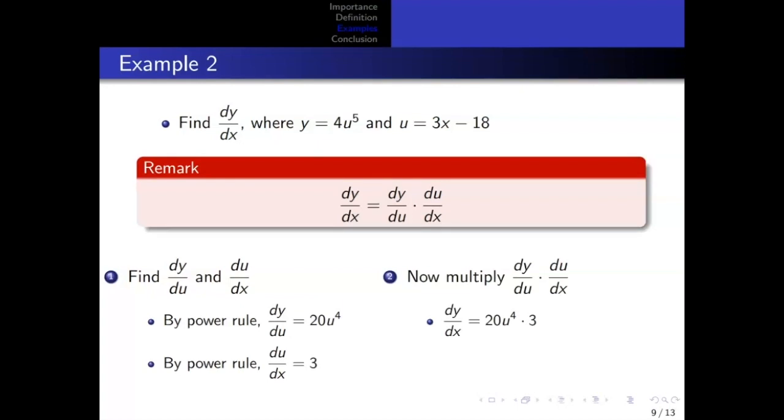This gives us a result of dy/dx equals 20u to the fourth times 3. Now we will replace u with our final function of x, therefore getting a final answer of 60 times (3x minus 18) quantity to the fourth.